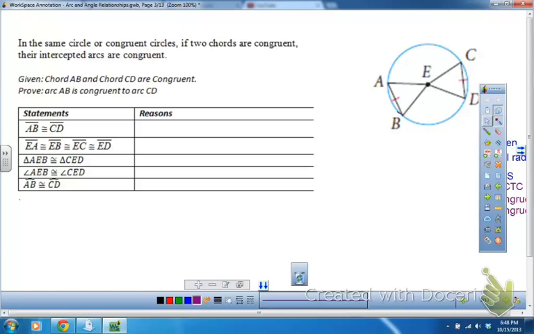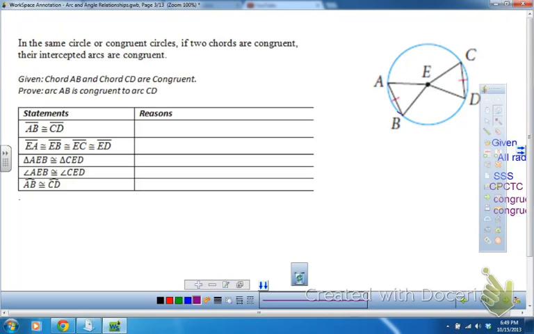Okay, this is part 2. We're going to look at the relationship between chords and their intercepted arcs. And we're going to look at these as far as a proof, because one of the things that they really emphasize in the analytic geometry course is that you are very familiar with what proofs look like, how to write proofs, how to understand a proof, and be able to understand the reasoning behind why these theorems and postulates came to be.